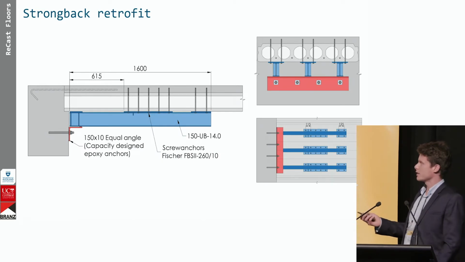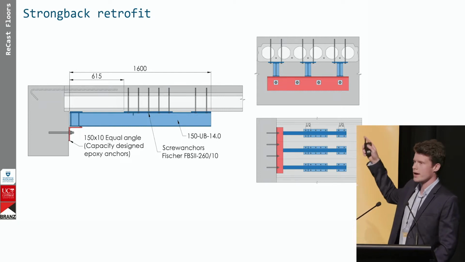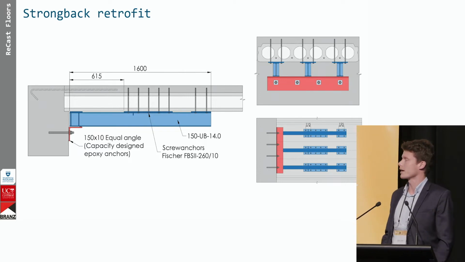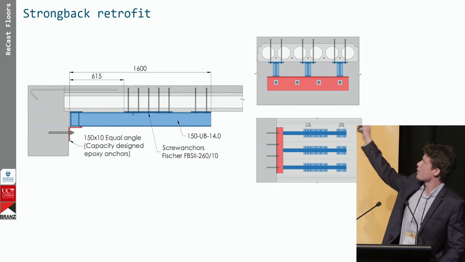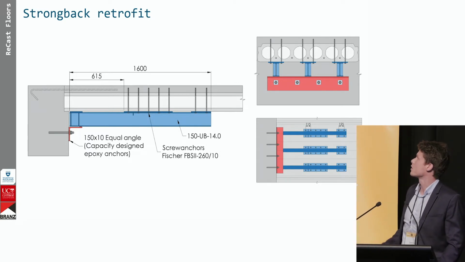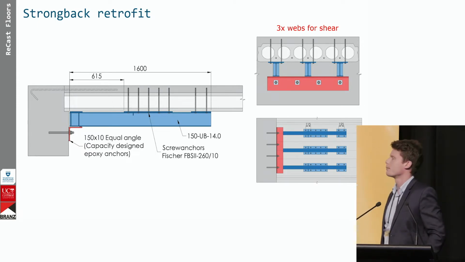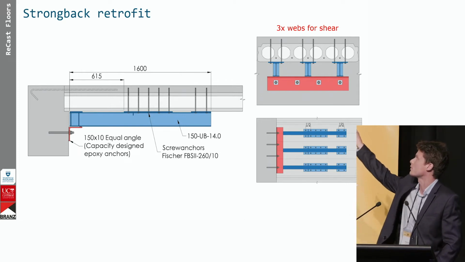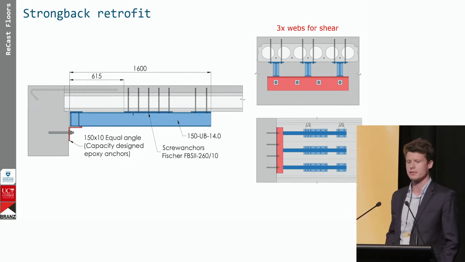So we basically had those UB sections underneath the unit, anchored with screw anchors into the unit, and then simply seated on a seating angle at the support indicated in red. And so we had 3 of those Strongbacks per unit because it was critical for shear to grab those 3 webs there. But really, you can be a bit more flexible if you design those retrofits. So you could, for example, use 2 sections and grab 4 webs or something like that.